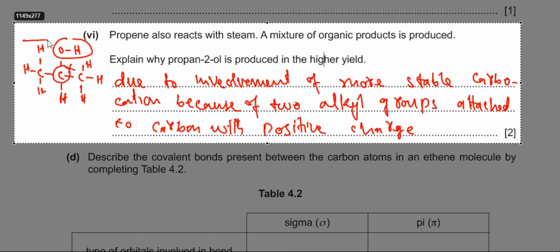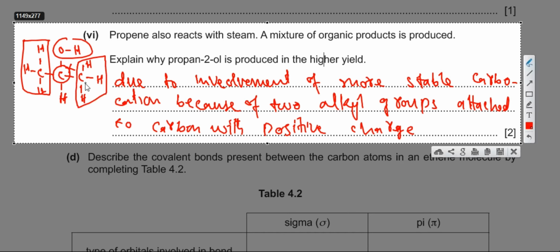Due to the attachment of this alkyl group and this alkyl group, they exert more inductive effect on this carbon with a positive charge, that is why this is more stable as compared to the primary carbocation. So this is the reason why propan-2-ol will be the major product and will be in higher yield. I hope you understand.